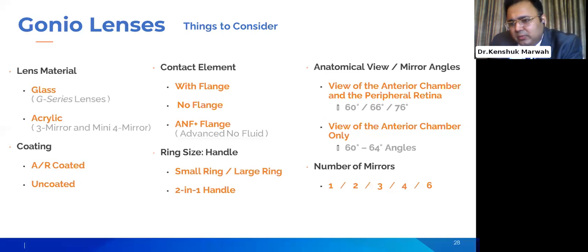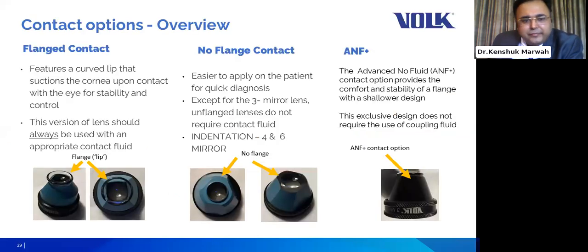So people ask, should we go for a 1 mirror or 2 mirror? The number of lenses, the mirrors, actually defines the lens. Like here, the image on the left-hand side shows a flanged contact lens. It has a small bulge or a flange, and it requires a coupling medium like HPMC. So you just fill in the HPMC, put a paracaine, and put the lens in.